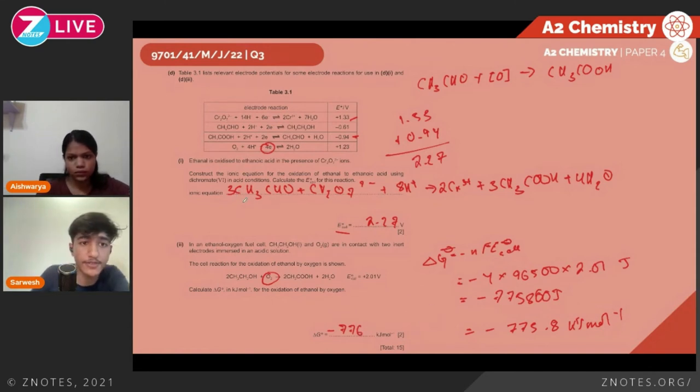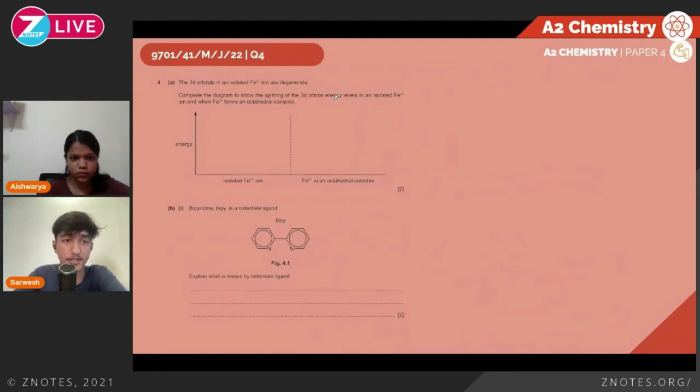So another way of doing this over here is taking these two reactions and then multiplying this by 3 so that the number of electrons cancel out and solving it. Okay, so that was another method of doing it.